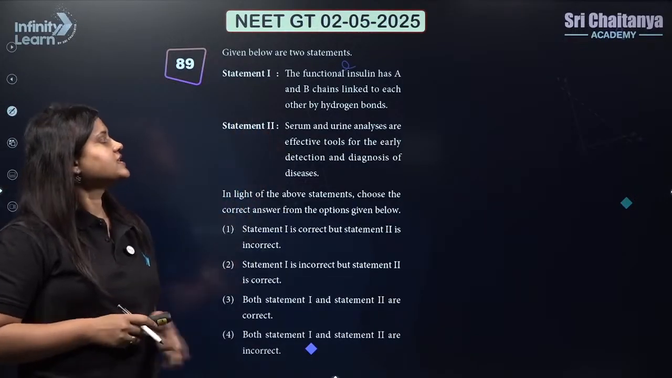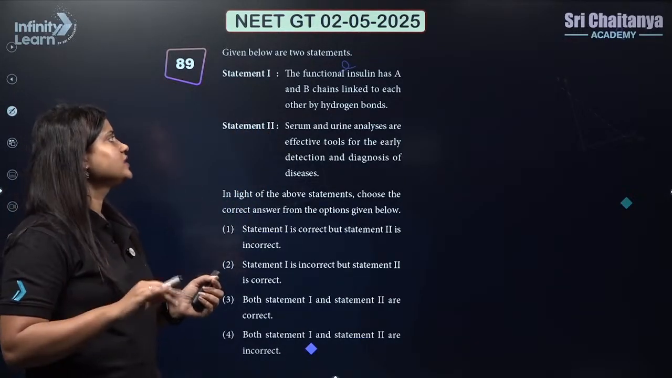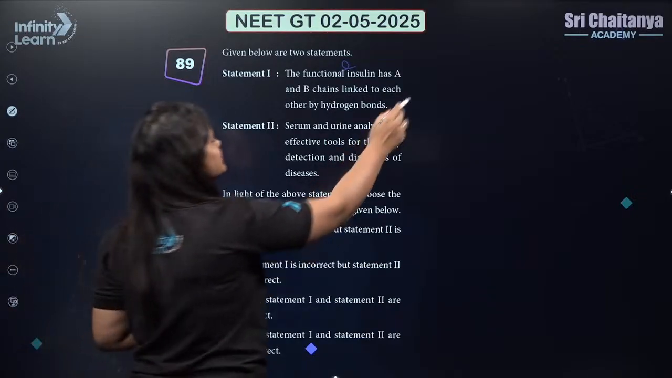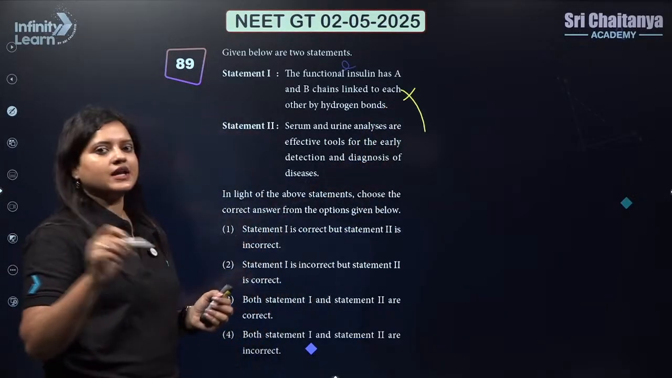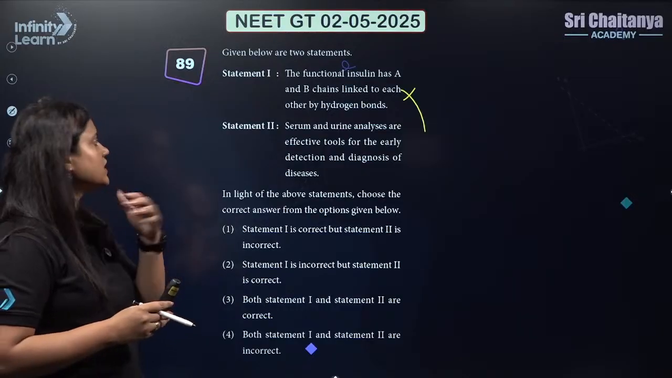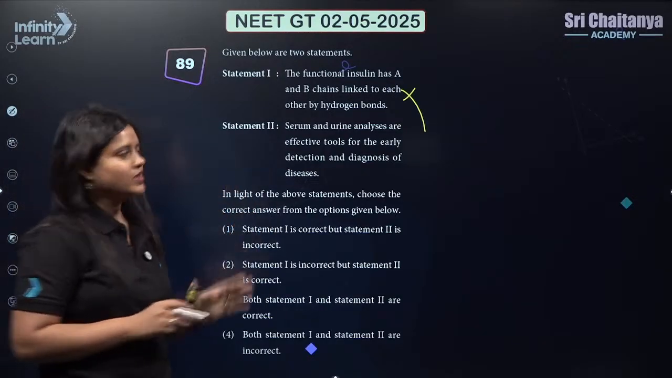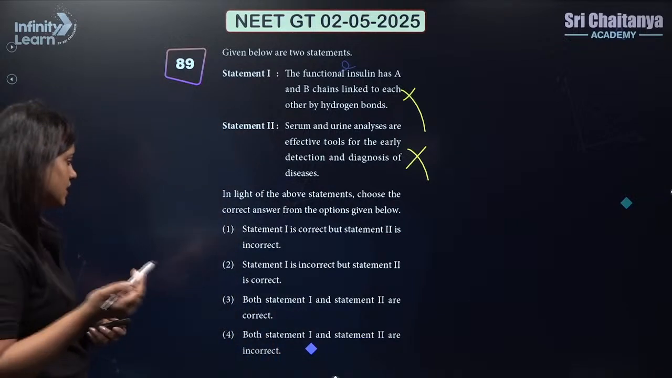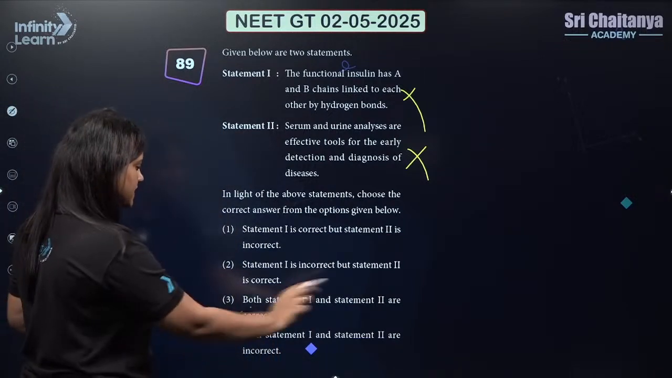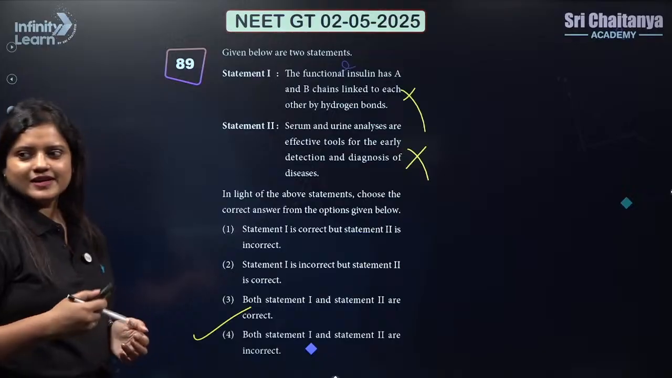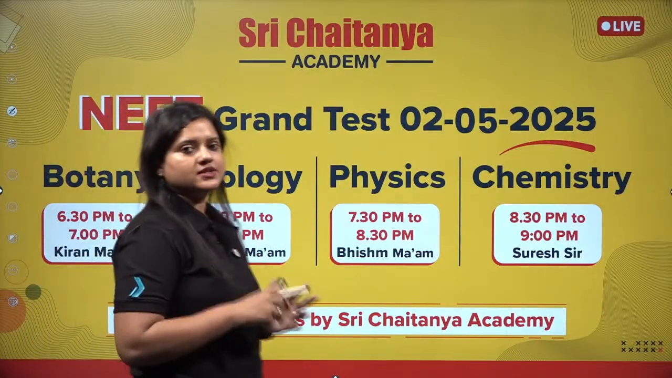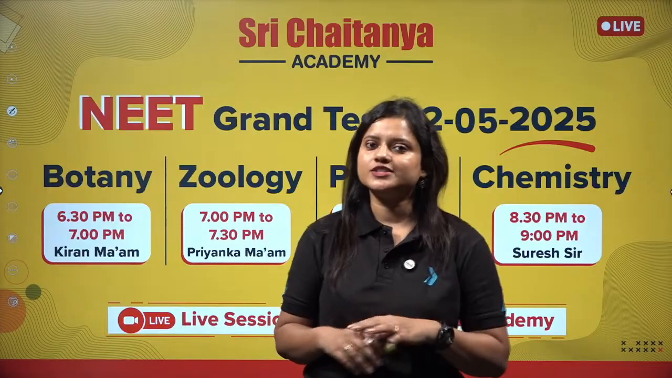Now, the functional insulin has A and B chains linked to each other by hydrogen bond? No, they have disulfide bond. So this is wrong. Serum and urine analysis are effective tools for the early diagnosis? No, they will not help in early diagnosis. So both are incorrect. Okay, so answer should be 4. Yes, good. So with this we have completed the discussion of our zoology portion.